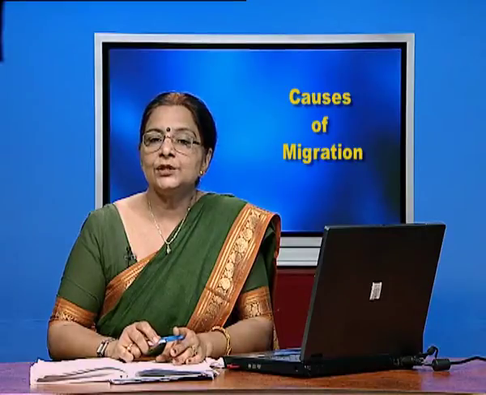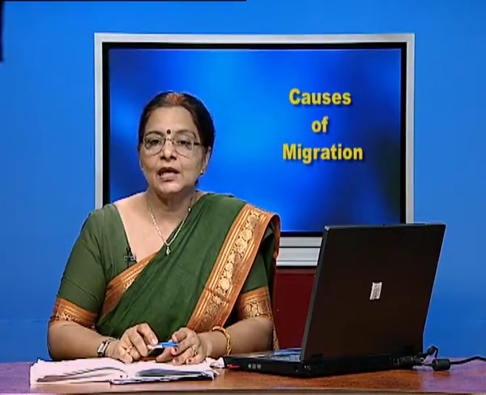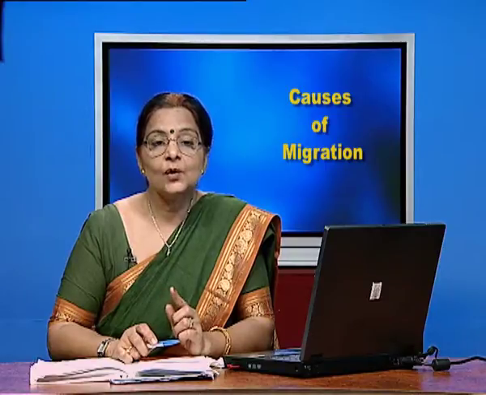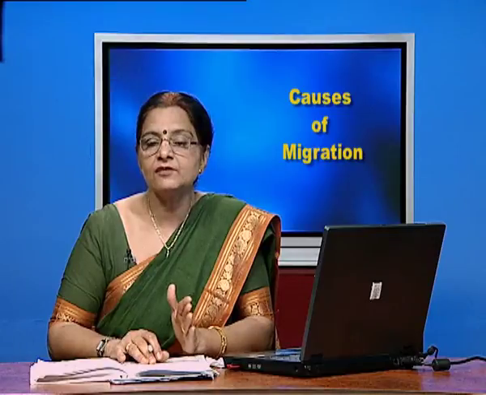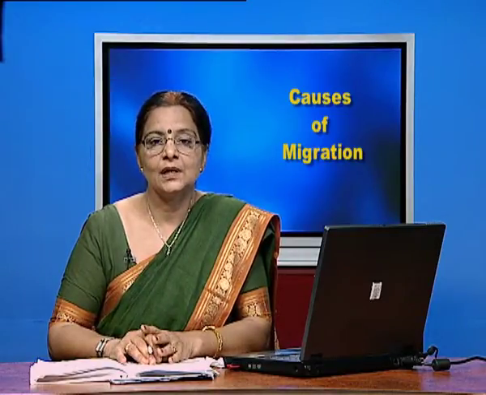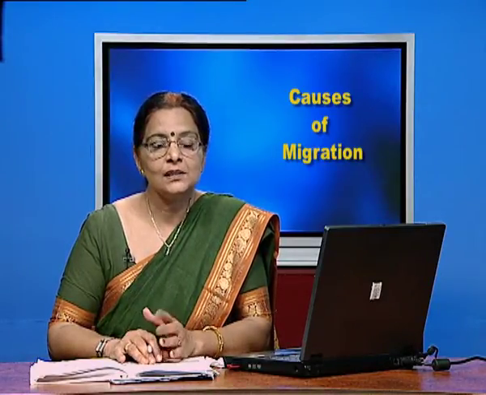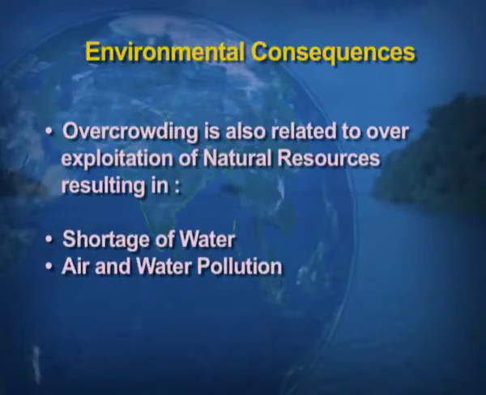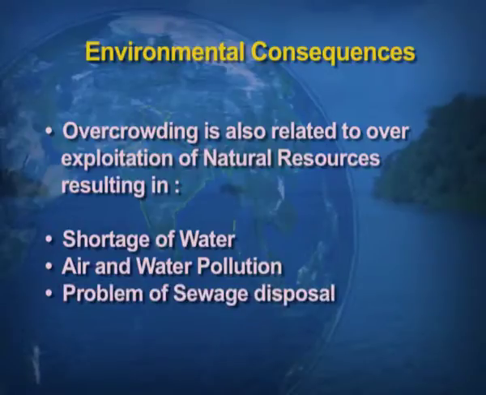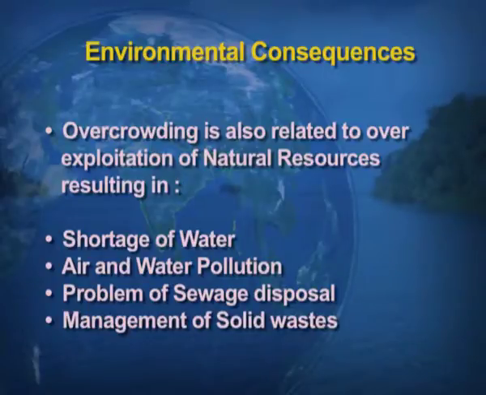Overcrowding is also related to the over exploitation of the natural resources. So, this over exploitation of the natural resources, children, is what? This is a negative impact of the migration in certain areas, because we have to face the shortage of water, air and water pollution is also affected, the problem of sewage disposal also people have to face, and of course, the management of solid waste, this is also one of the exploitation of the natural resources.